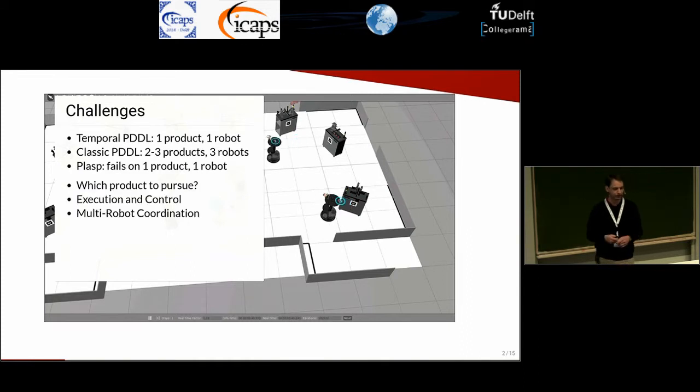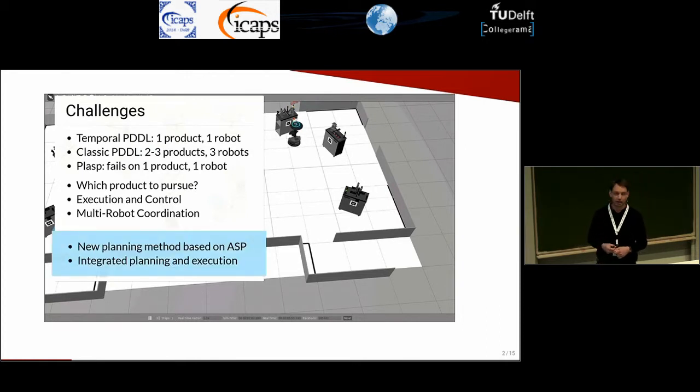So the challenge is the robots need to decide which products to pursue, as there are more than they can actually do. They have to handle execution and control at runtime, and they need to coordinate the 3 robots, so we want to exploit concurrency. So what we've done is a new planning method based on ASP, which I'm going to present, and we have tightly integrated planning and execution in this system.